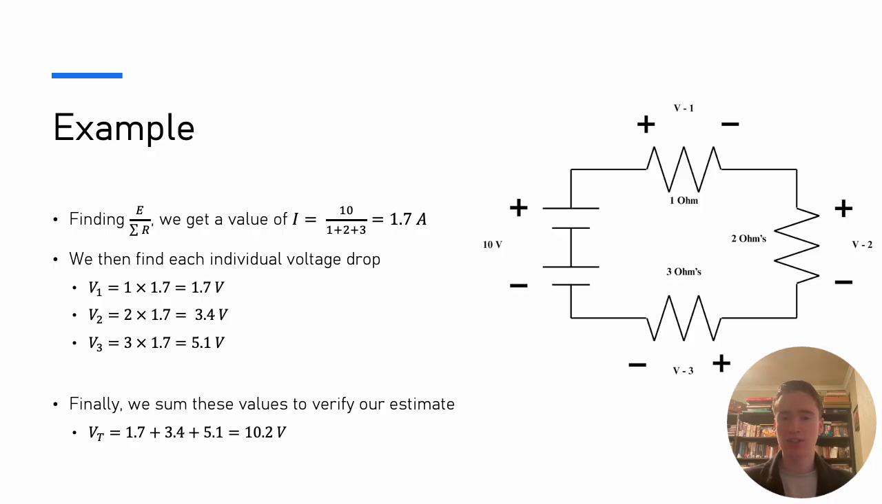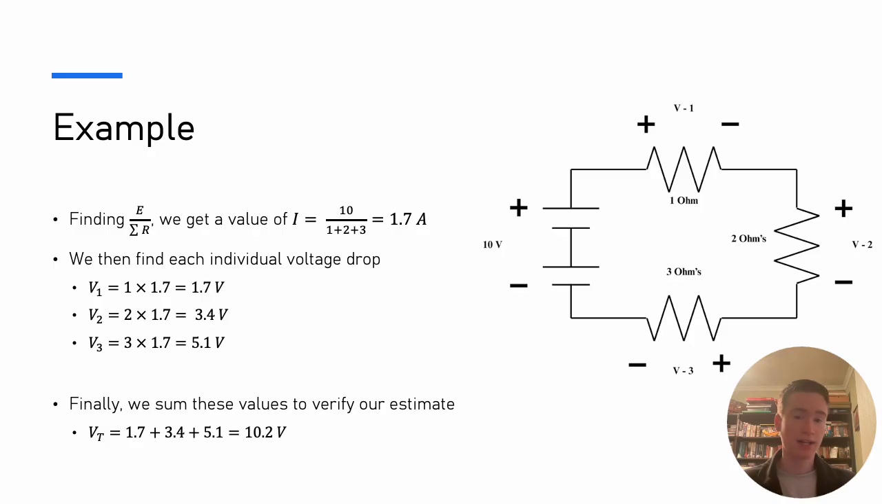Starting with the 1 ohm resistor, we get 1 multiplied by 1.7, or 1.7 volts dropped. For the second resistor, we get 2 multiplied by 1.7, giving 3.4 volts dropped. Finally, for the third resistor, we multiply 3 by 1.7 to get 5.1 volts dropped.